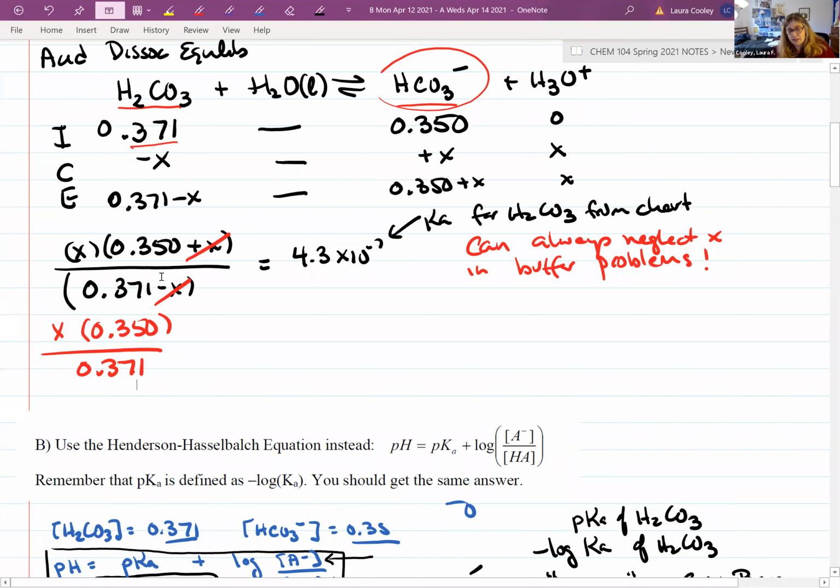Just let me check something. And that's 4.3 times 10 to the negative 7th. So I would just cross multiply.